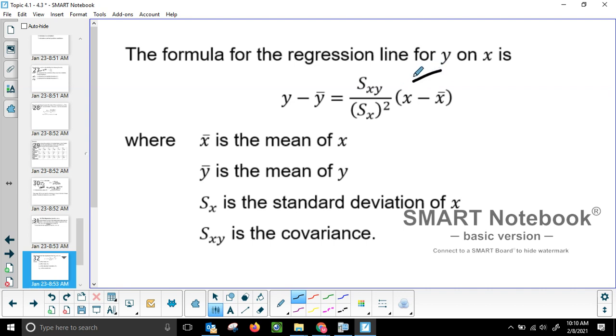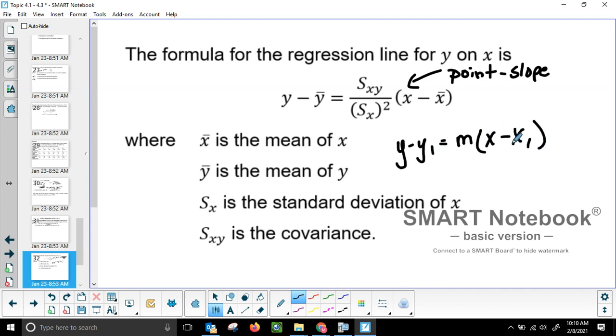Now, guys, this is in point slope form, because that was y minus y1 is equal to m times x minus x1, where x1 comma y1 was a point on the line. Well, we know that our point on the line is x bar comma y bar. That's why this is x bar, this is y bar. And that means that this right here, the covariance divided by the standard deviation squared, is my slope.